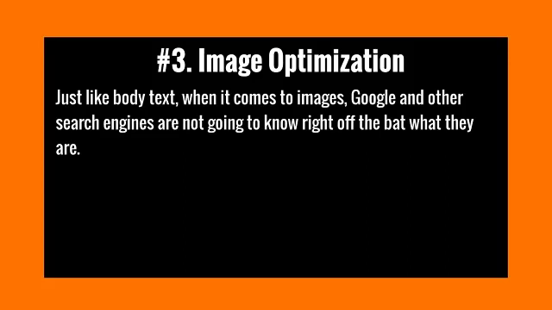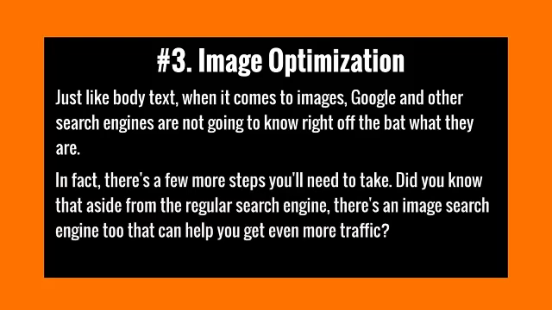So just like body text, when it comes to images, Google and other search engines are not going to know right off the bat what they are. So you need to do your best to help them figure out what the images are all about. Now, there are ways that Google will figure out eventually what your images are all about. So don't try to game the system. For example, if you name an image, let's say a wilderness survival kit, the way they figure out if that image is legit or not is oftentimes they'll rank you in the Google image search engine. If somebody types in, let's say, wilderness survival kit, and they see your image and they click that, they have a better idea that, okay, this is definitely an image of the wilderness survival kit. And that will actually help you in the long run.